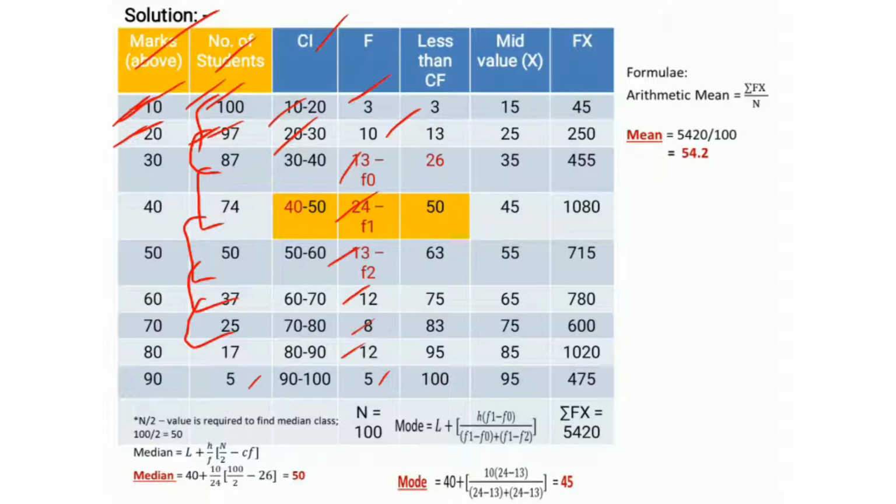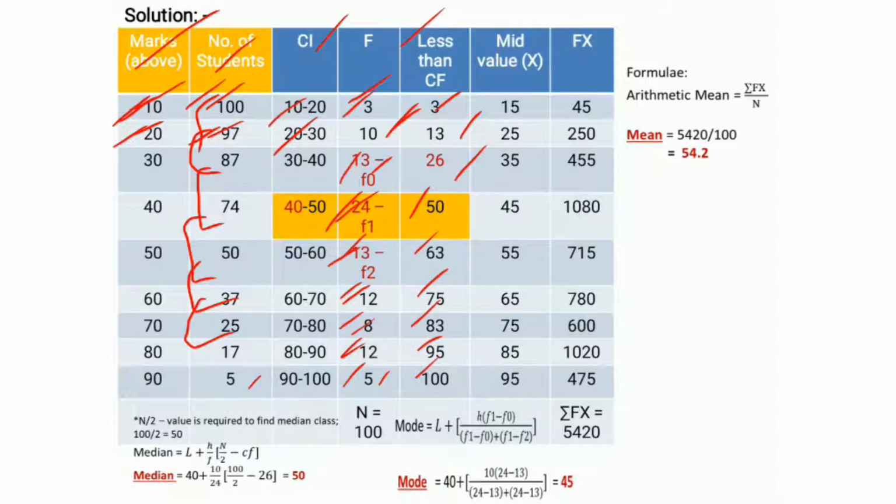After finding the frequency, calculate the next column, the less than cumulative frequency. The first value, 3, is retained in the column. So 3 plus 10 is 13. 13 plus 13 is 26. 26 plus 24 is 50. 50 plus 13 is 63. 63 plus 12 is 75. 75 plus 8 is 83. 83 plus 12 is 95. 95 plus 5 is 100. So this is how you will get the less than cumulative frequency.